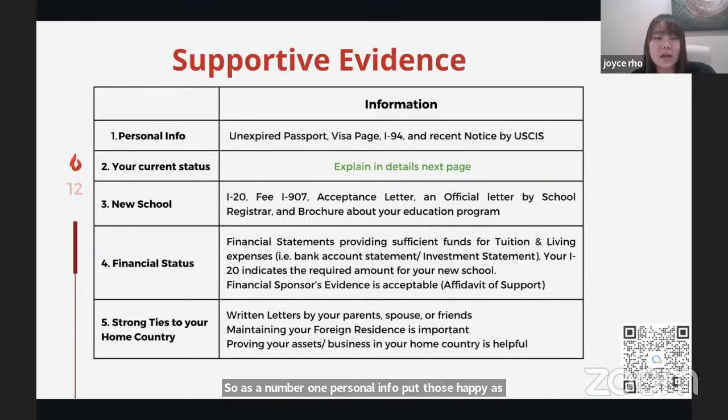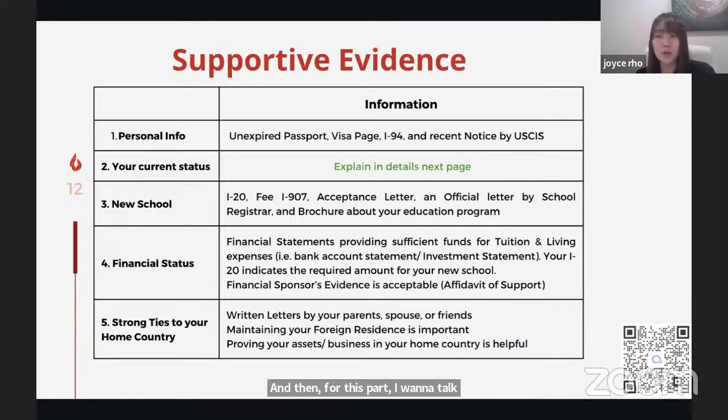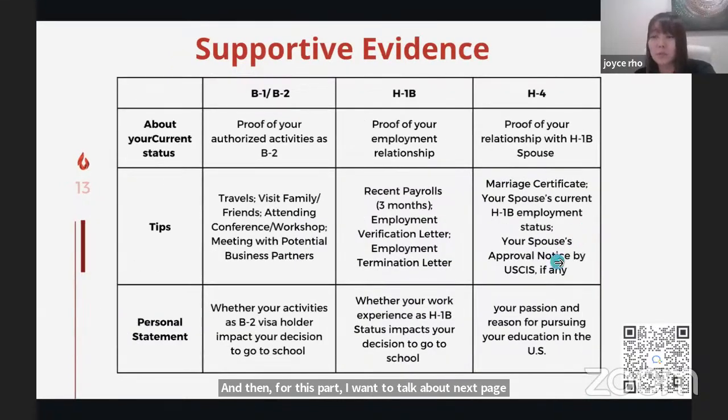And then second, you have to prove that you are maintaining your non-immigrant status validly and legally. For this part, I want to talk about it on the next page because everyone has a different type of classification of non-immigrant status. So I'll talk about it later.